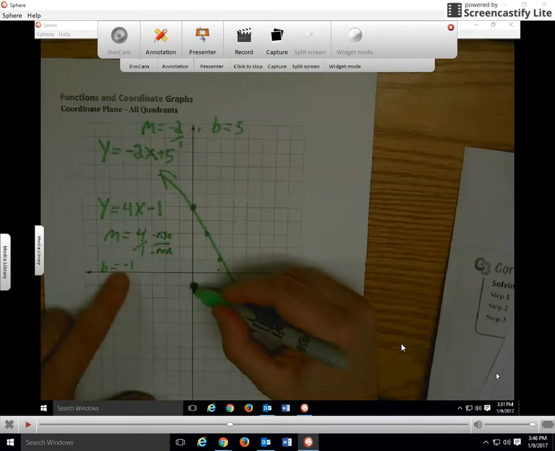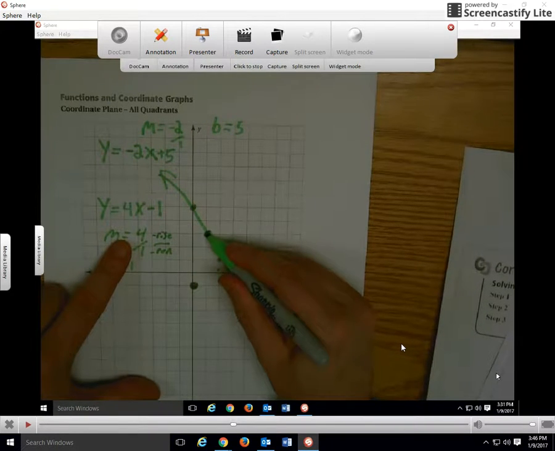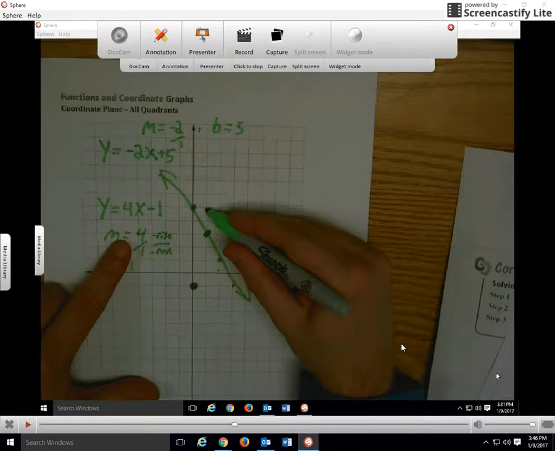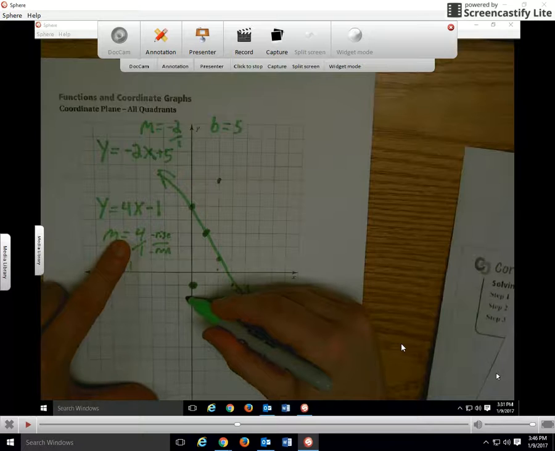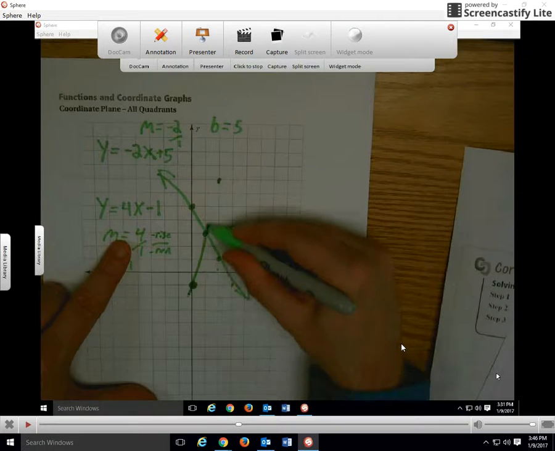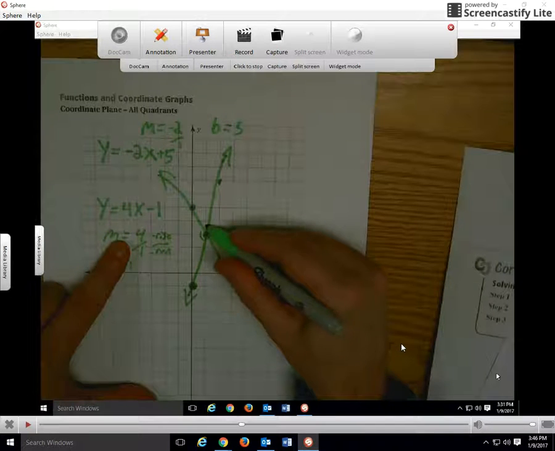We'll go up 1, 2, 3, 4 over 1. Up 4 over 1. Let's intersect that. Looks like they're intersecting right here, right? That's where the 2 lines are meeting.